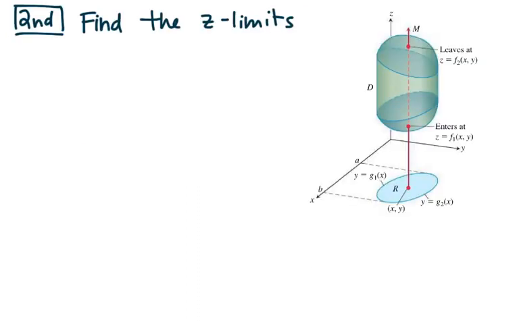The second step will be to find the z limits. We want to determine what this z is, z sub 1 on the bottom and z sub 2 on the top. So we have a lower and an upper bound. What we're going to do is draw this line M directly up from a point in my surface R, parallel to the z-axis. We're going to enter at my f sub 1, a function of both x and y, and exit at my f sub 2, a function of both x and y.